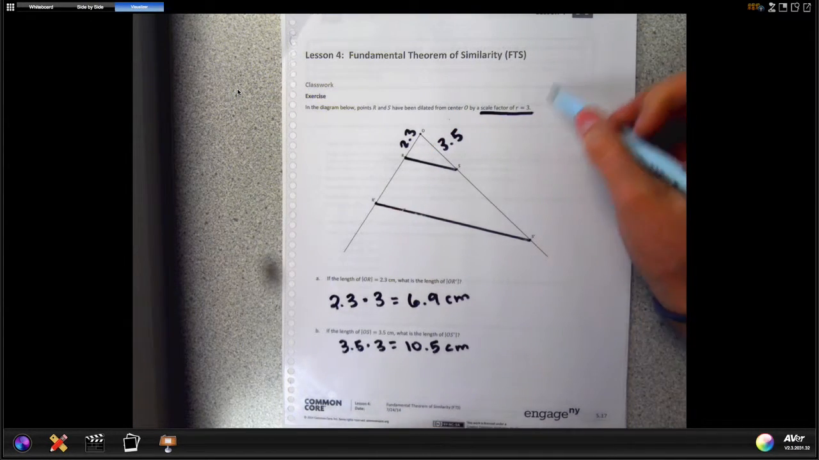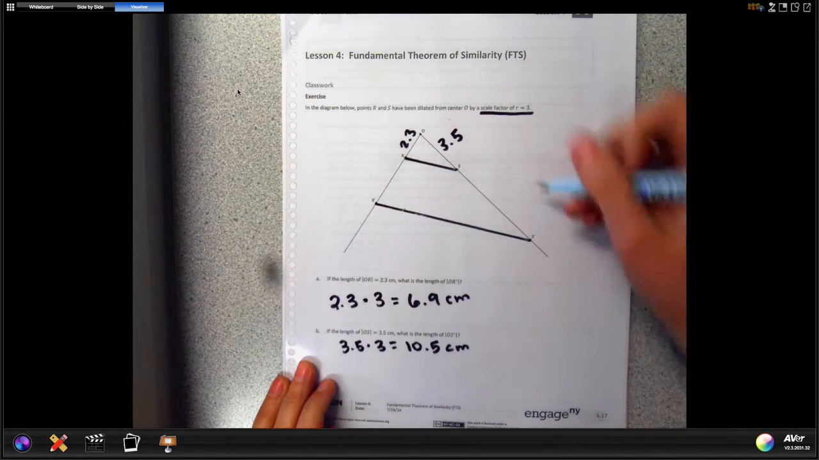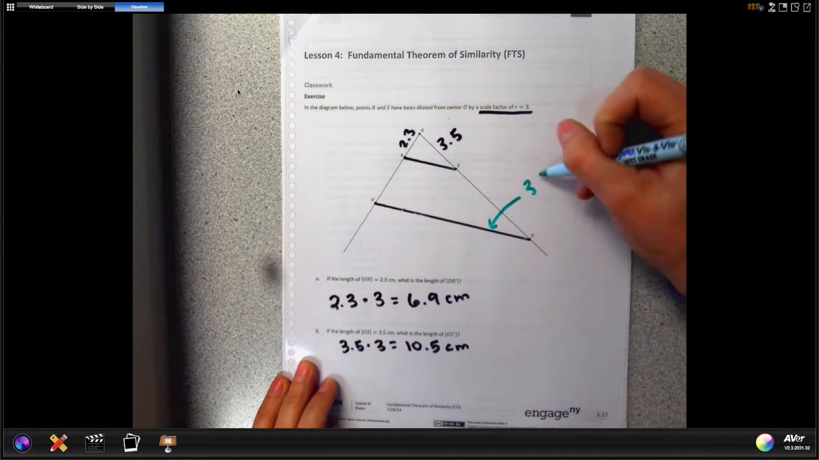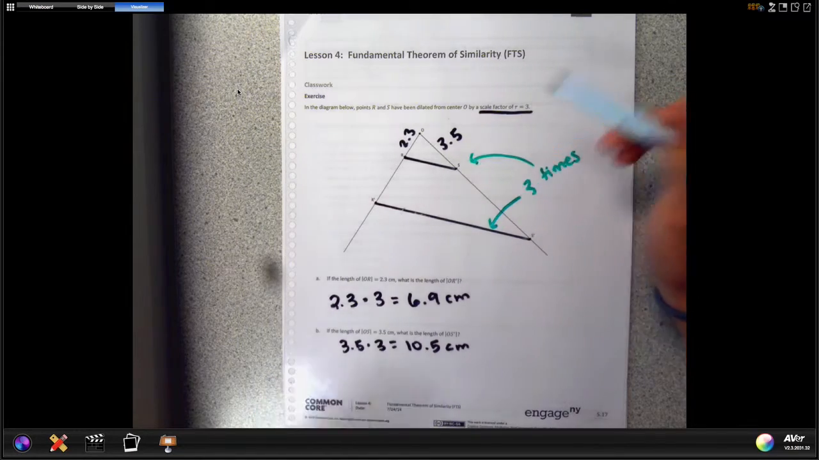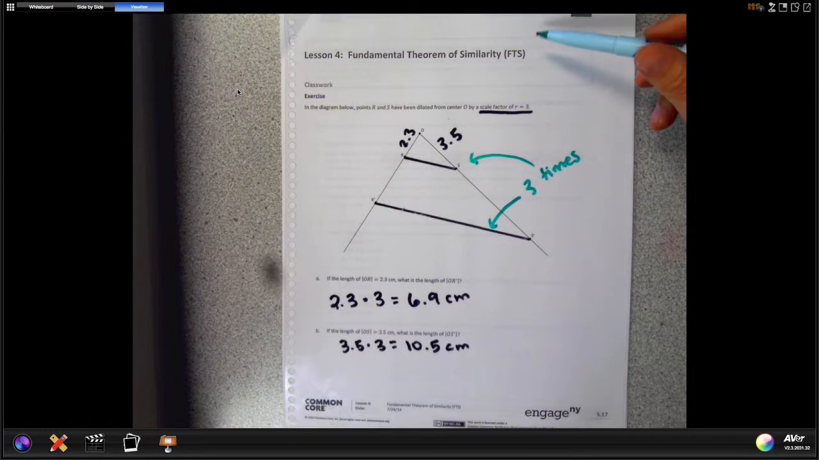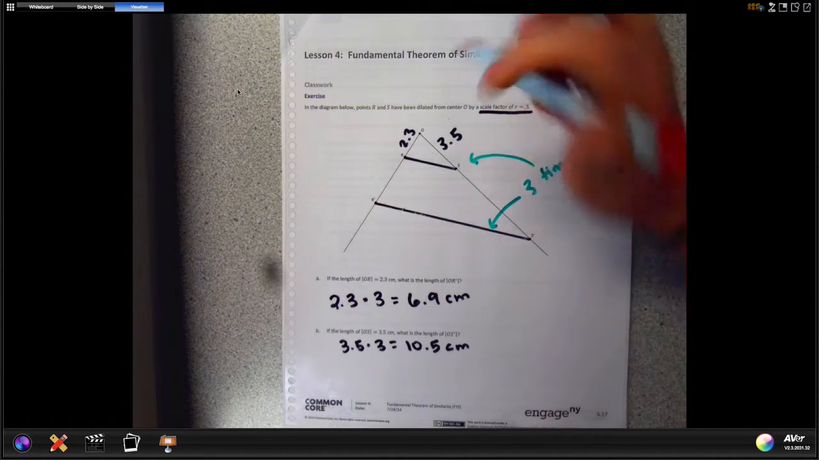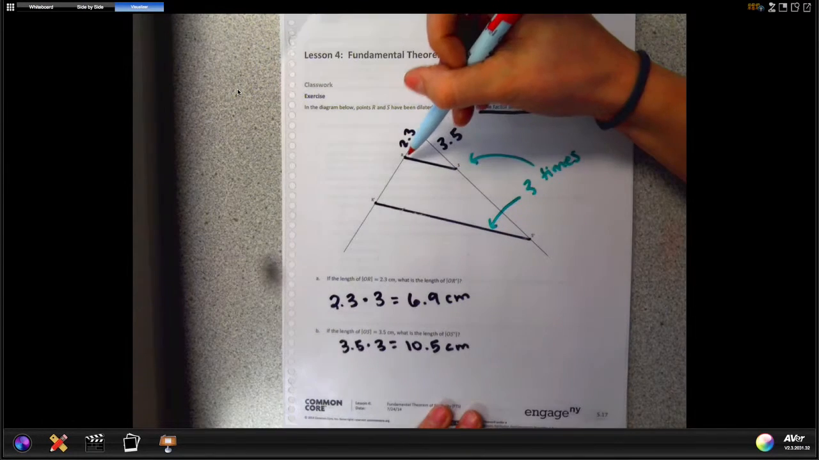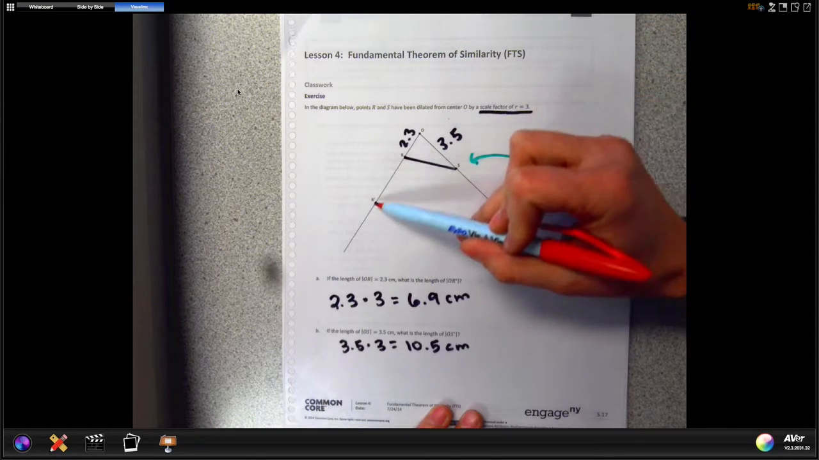Well, since the scale factor is 3, if we measure these out, this one, R prime S prime, should be 3 times the length of this guy right here. And that's what our fundamental theorem of similarity will show. The other thing that the following questions refer to are the angle measures. So, for example, you have two triangles here. You have this little triangle, ORS, and then you have a bigger triangle, OR prime S prime.